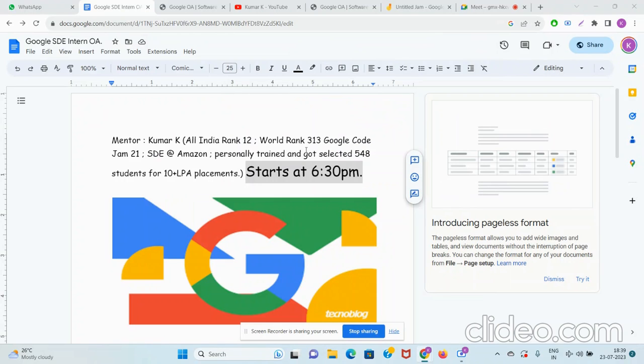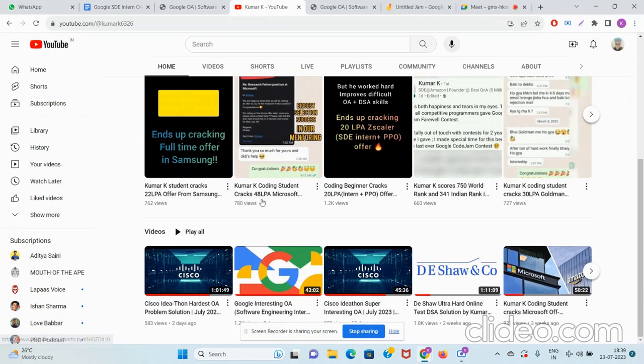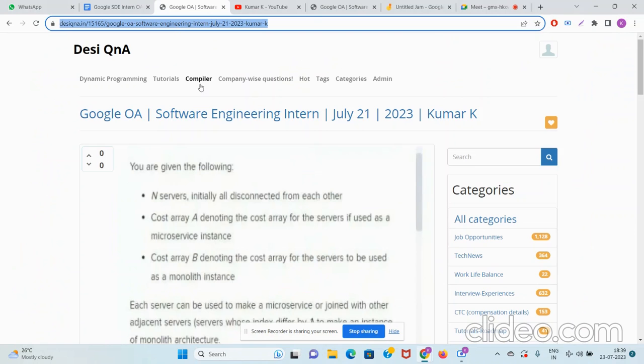So guys, this problem was really interesting, and the special fact about this problem is that it uses the exact same concept which I taught and posted on my YouTube channel also, the Cisco Ideathon way. The same dynamic programming trick which was used in solving this problem, you can see the video is here. The same is going to be used in this problem.